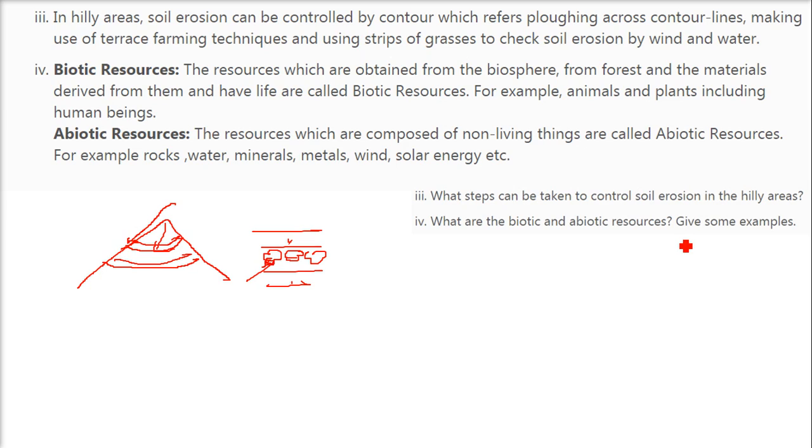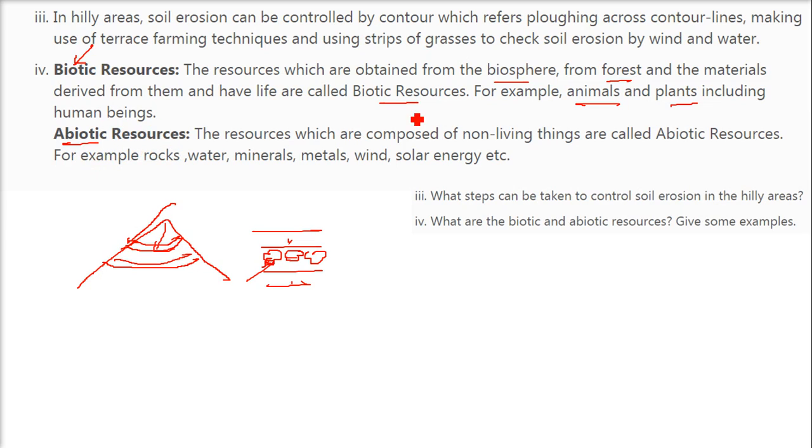What are biotic and abiotic resources? Jaiv and ajaiv resources. Give some examples. Biotic means those that have life, or are having life right now. Abiotic means no life. Biotic resources are resources which are obtained from the biosphere, from forests, and the material derived from them, and they have life. For instance, animals, plants, and including human beings also, are examples of biotic resources.